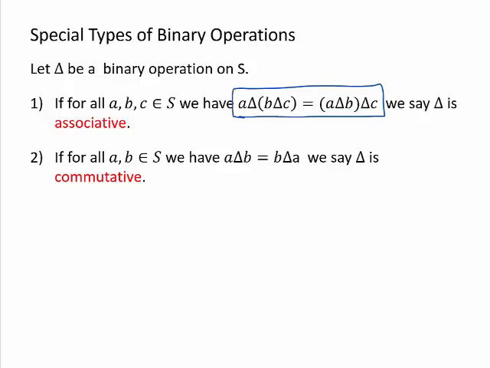Examples of operations on sets that are associative and commutative would be addition and multiplication on the sets R, Q, or Z. So we know that addition and multiplication on, well, let's just put R, are both associative and commutative. But what about subtraction?